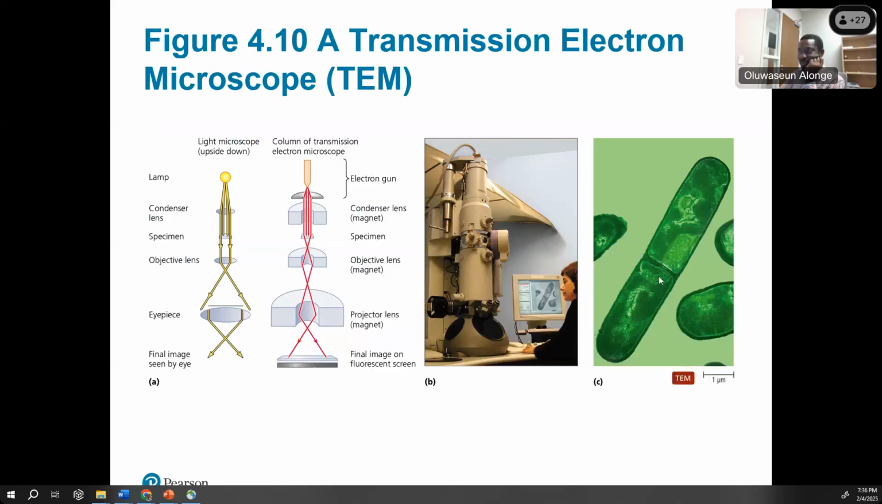So you can see the image here, and this is transmission. Of course, you can see the inside. You're not just seeing the outside. Scanning will show you the outside, but transmission shows the details inside the cell because the electrons penetrate into the cell.